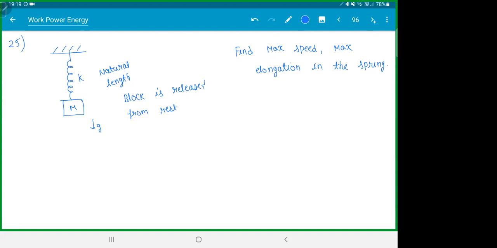What is the maximum speed and the maximum elongation in the spring? Take a minute or two, then I'll show you how to do.